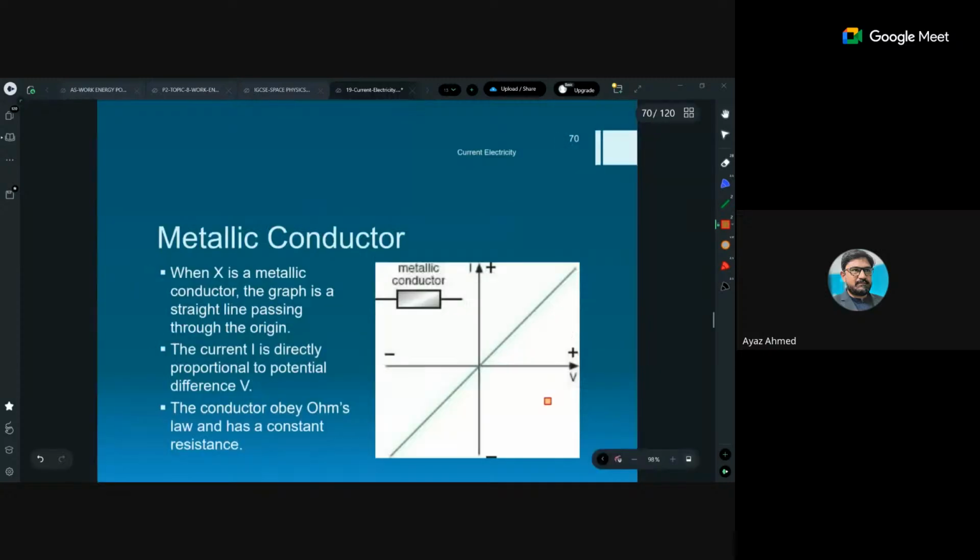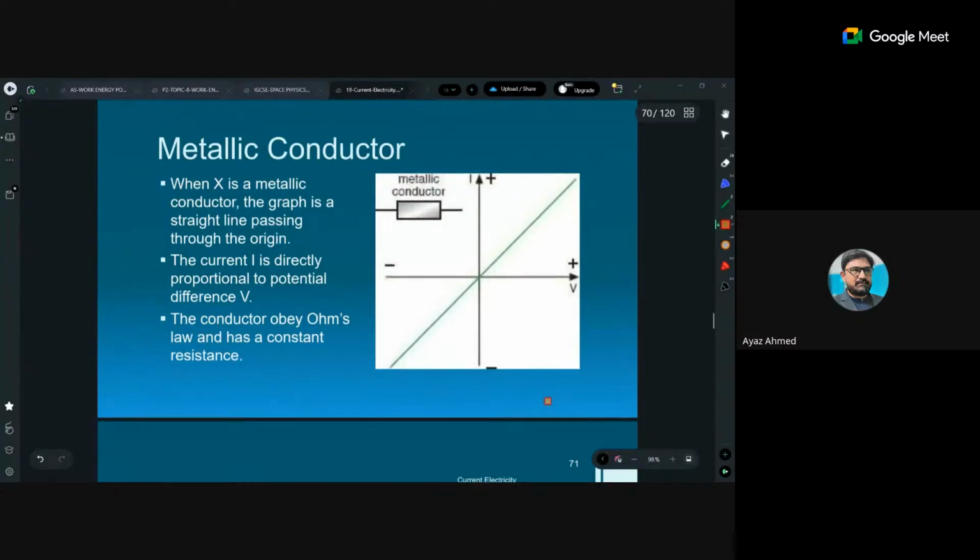ठीक है. अब प्रॉब्लम क्या है? Okay, if there is a conductor, यानी metallic resistor, then its graph would be straight line and passing through origin. इसका मतलब ये हुआ कि its resistance is constant. ठीक है. Its resistance is constant. Constant resistance है आपके पास.